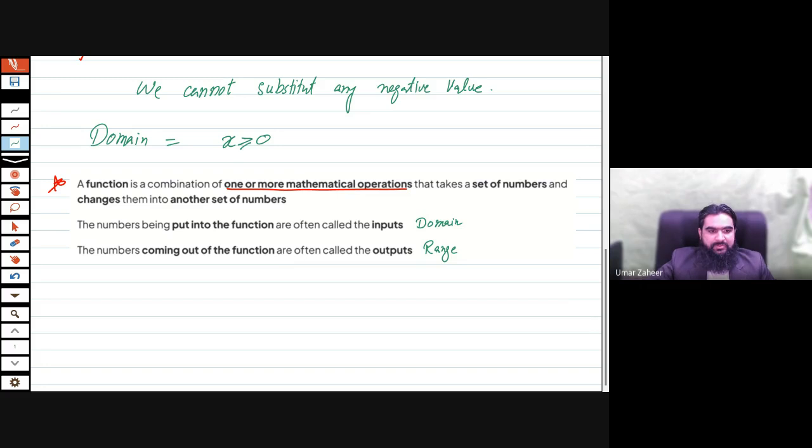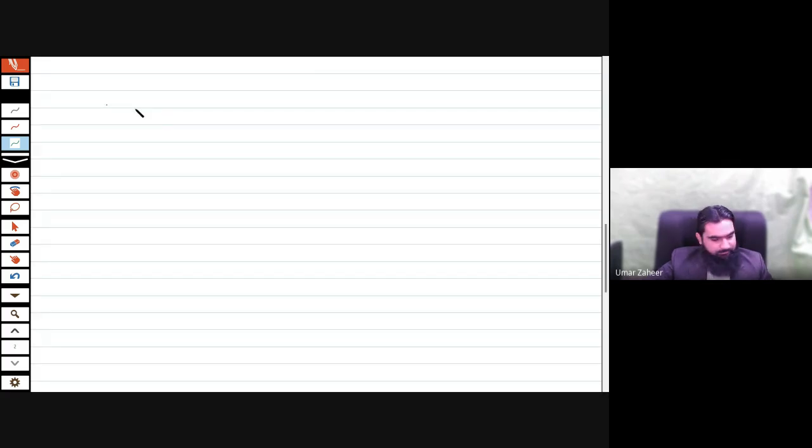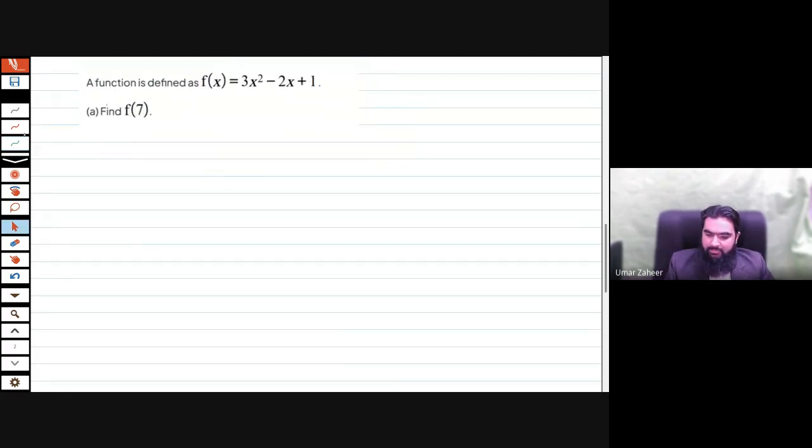Yes, everyone, any question up to here? Let's have one substitution question. A function is defined as f of x is equal to 3x squared minus 2x plus 1. We need to find f of 7. So substitute 7 in place of x: 3 times 7 squared, minus 2 times 7, plus 1.